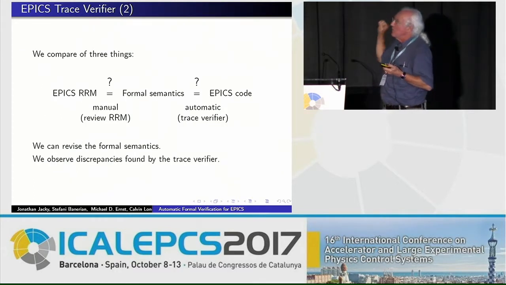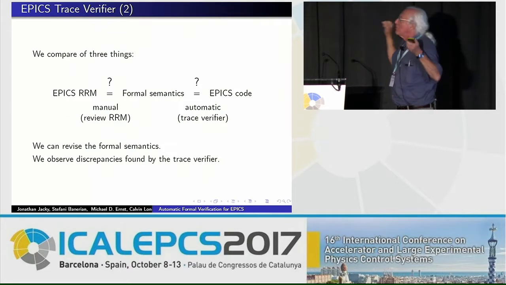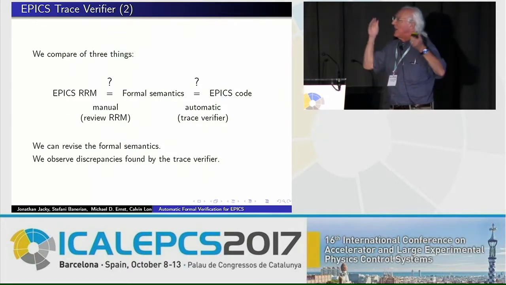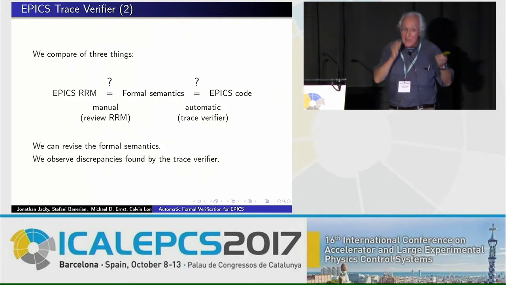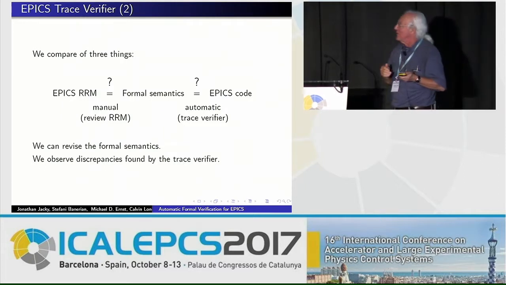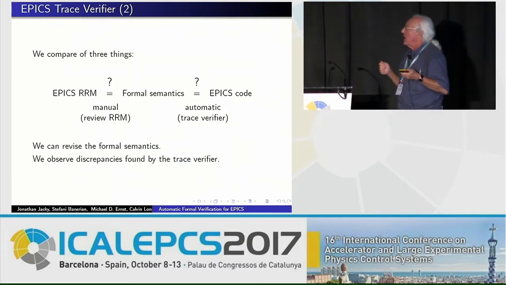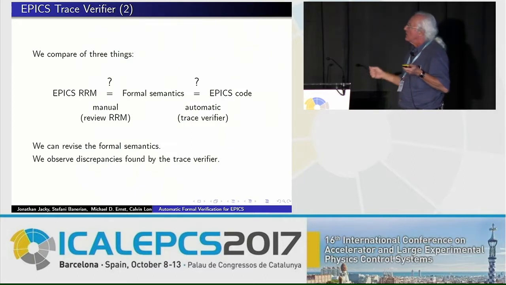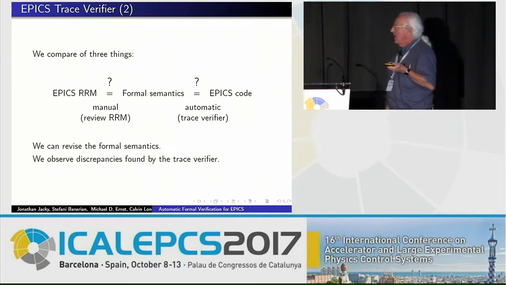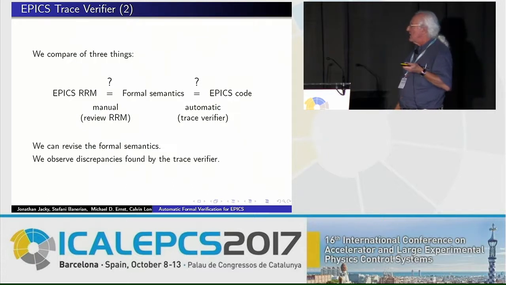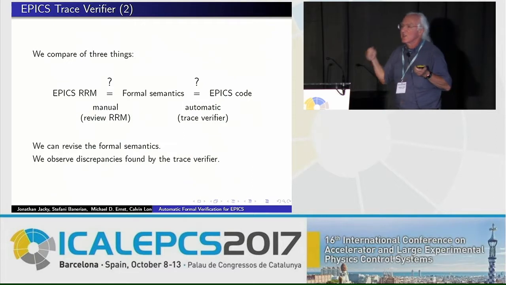So just to review what we're trying to do with the trace verifier, we've got three things we want to make the same. We have the EPICS record reference manual. We have our formal semantics, which we wrote, and there's the EPICS code itself. So we relate the EPICS manual to the formal semantics manually by reviewing, and we can revise that, and then the trace verifier automatically checks whether our formal semantics agrees with the EPICS code.